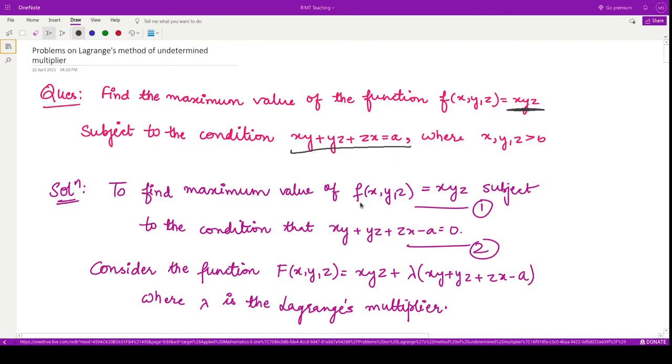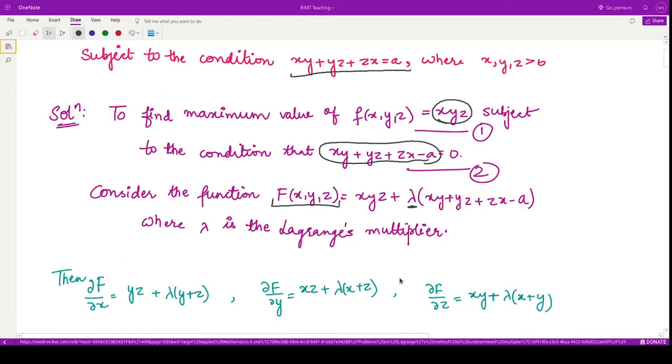So we call this given function f of xyz is equal to xyz as equation number 1, and the condition is given to be xy plus yz plus zx minus a. So this is our phi. We call this equation number 2. So the first task is you construct another function capital F. What is that? That is the given function plus lambda times the given surface. We create this by ourselves. And here lambda, what is this? This is the corresponding Lagrange's multiplier.